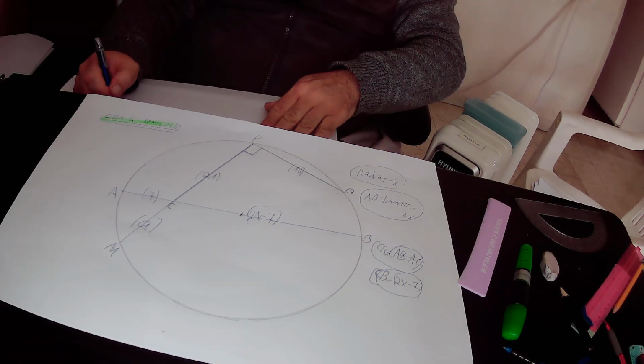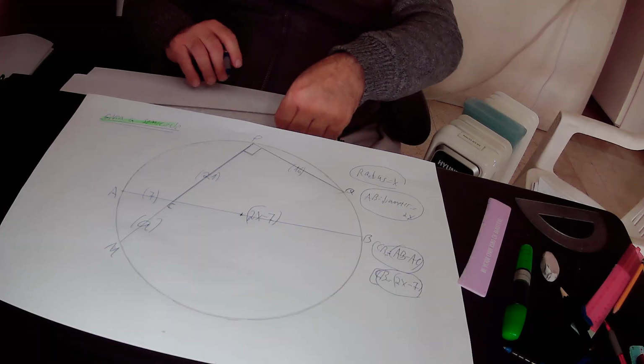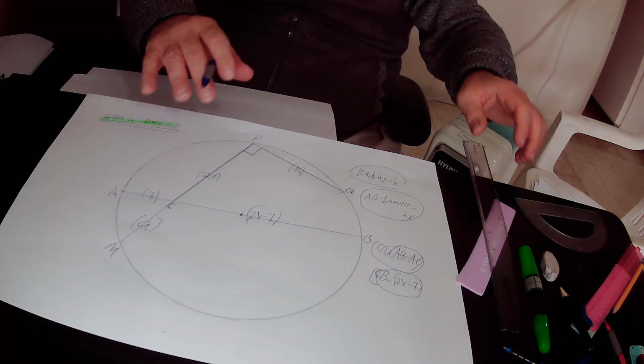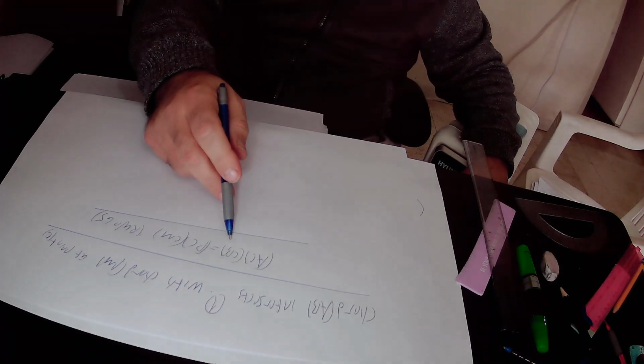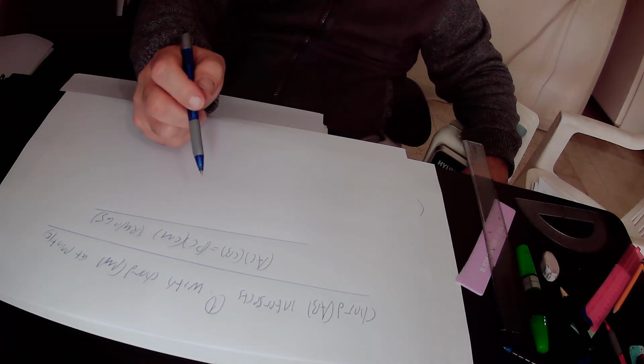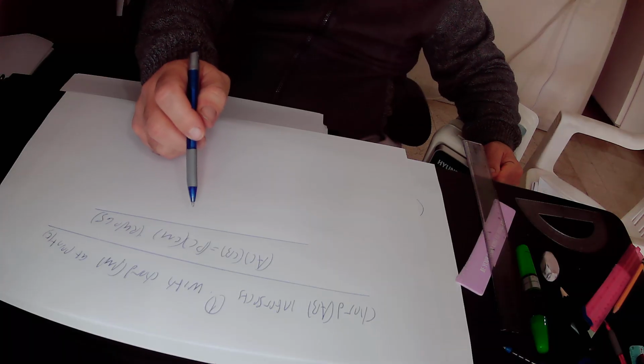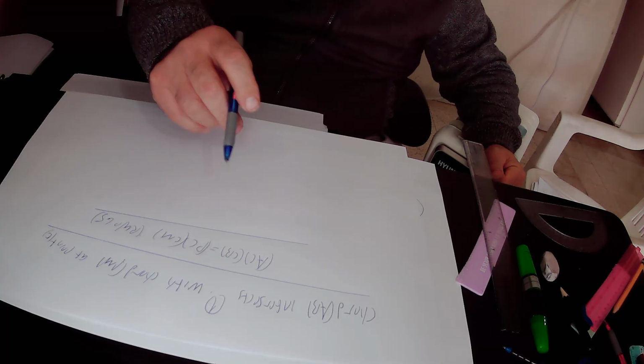Repeat again. According to rule 65, the following equation is true in this drawing: AC times CB equals PC times CM. This equation is the implementation of rule 65 in our drawing.